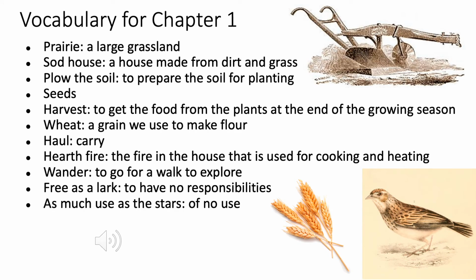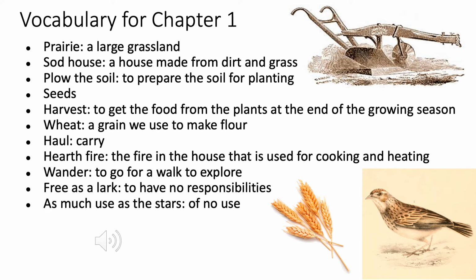Vocabulary for Chapter 1. Prairie, a large grassland. Sod house, a house made from dirt and grass. We just looked at some pictures of sod houses. Plow the soil, to prepare the soil for planting. Look, you can see a picture of a plow.